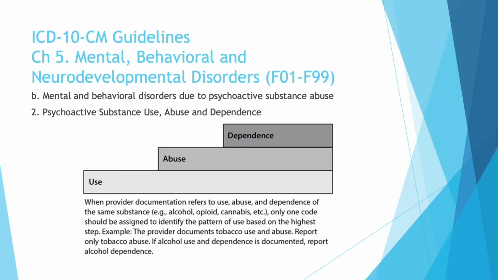And here's a little chart that you can use to help you with the coding of the different descriptions. Going up the hierarchy, dependence is on top, abuse is in the middle, and use is at the bottom. So whenever you have multiple levels of description in your documentation, whichever one is more towards the top, that's the one you use.